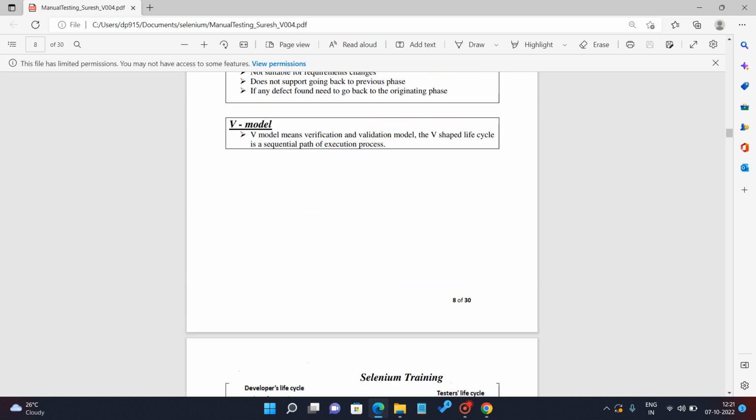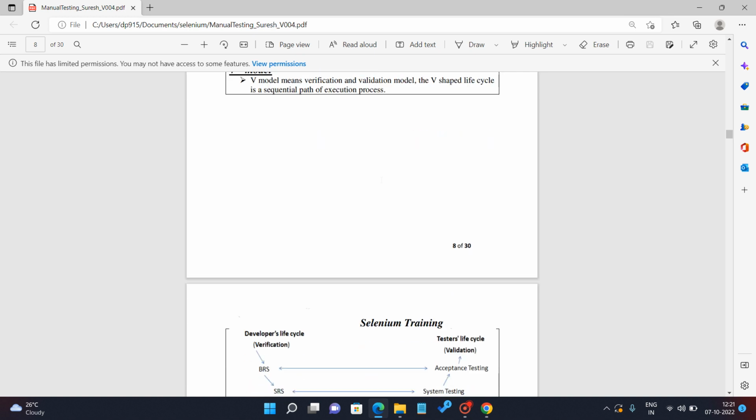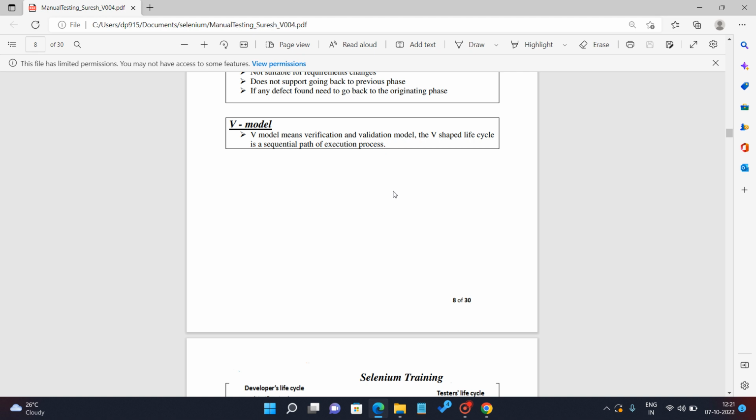Next model, let's see. The next model is the V model. V model is nothing but the verification and validation model. In this type of SDLC model, testing and development steps are planned parallelly. There are verification phases on one side and validation phases on the other side, and the V model is joined by the coding phase.